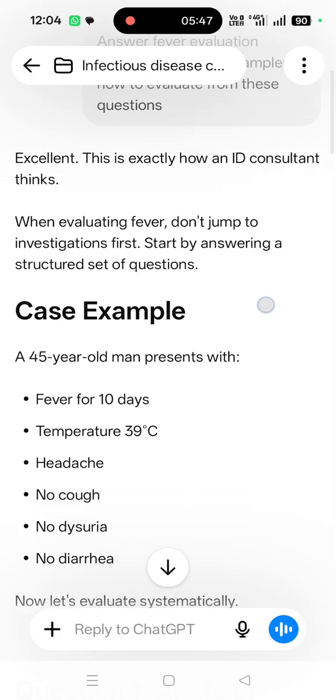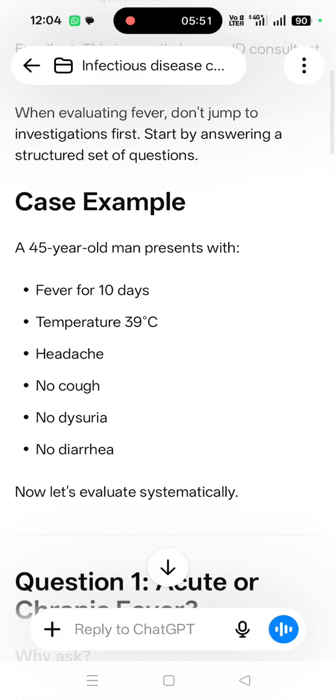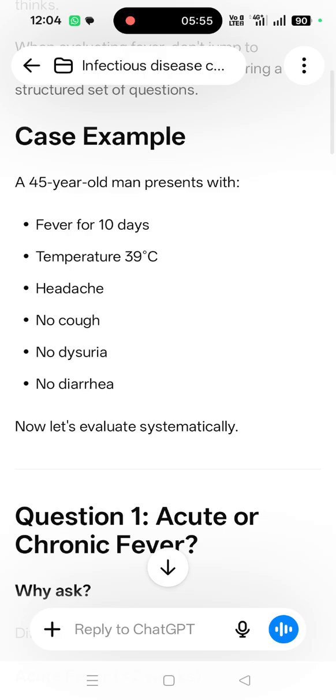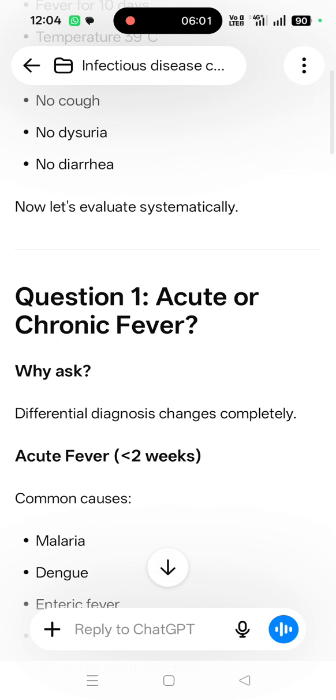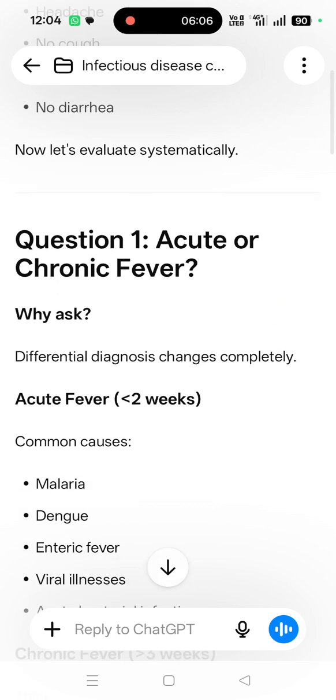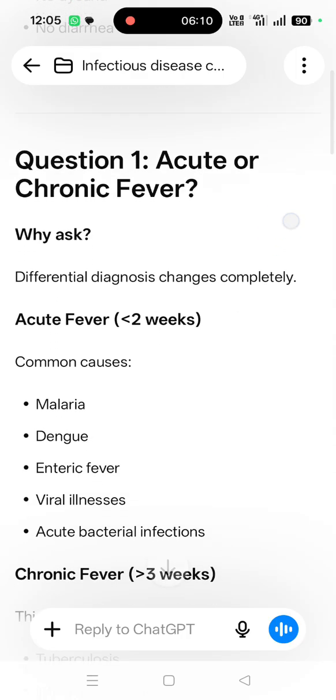So, case example: a 45-year-old presents with fever for 10 days, temperature 39 degrees centigrade, headache, no cough, no dysuria, no diarrhea. So, now let's evaluate this fever, whether it is acute or chronic fever. So, why should you ask this? Because the differential diagnosis changes completely.